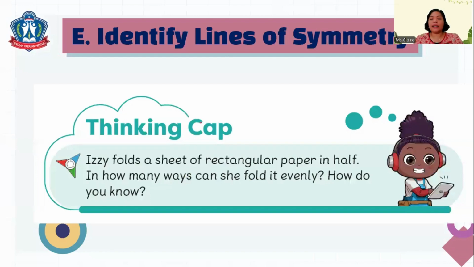Okay, let's have here. Izzy folds a sheet of rectangular paper in half. In how many ways can she fold it evenly? Okay, how do you know? So let's try to do this in our class, children. Let's show how we will fold that rectangular paper in half.